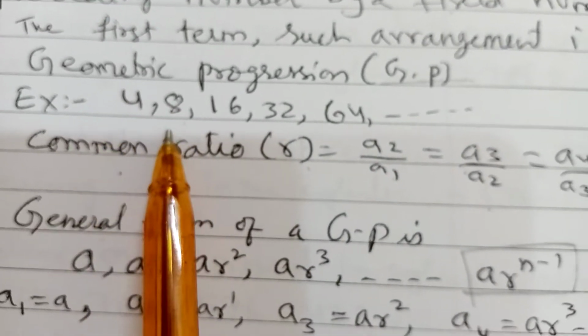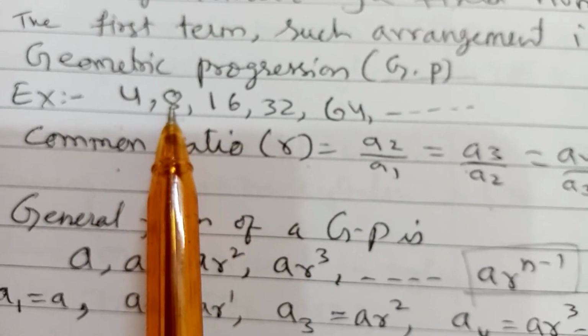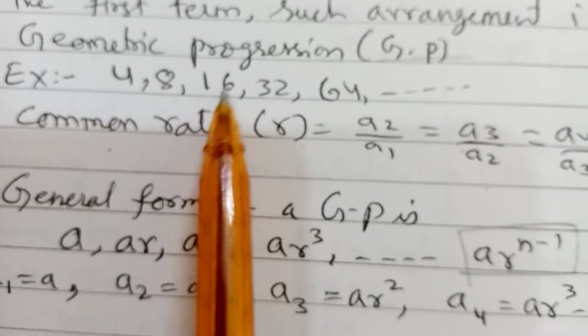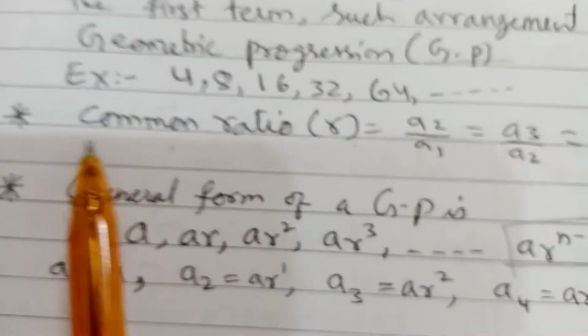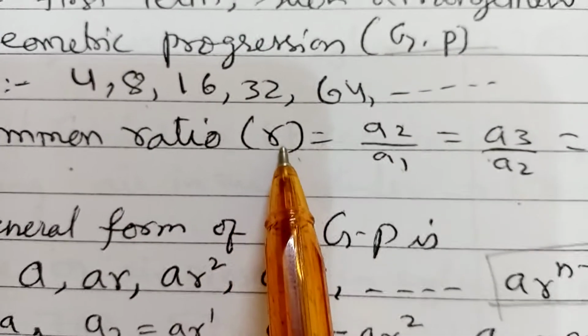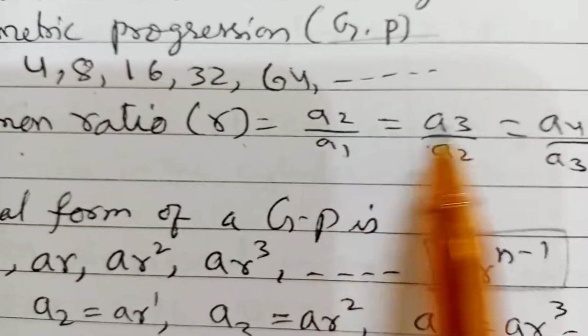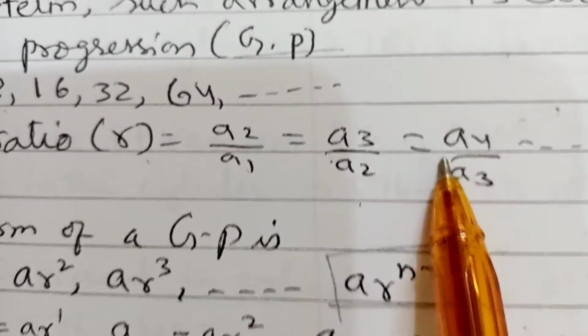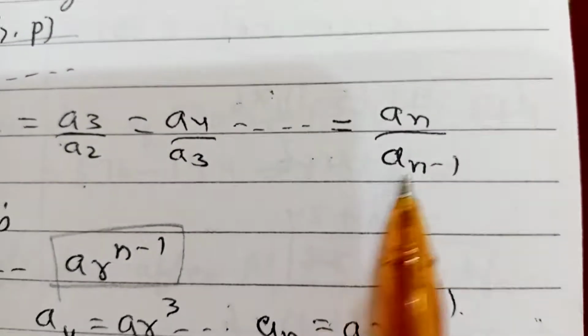8 divided by 4 is 2. 16 divided by 8 is 2. 32 divided by 16 is 2. So here the common ratio R formula is a2 by a1, a3 by a2 is equal to a4 by a3, up to an by an minus 1.